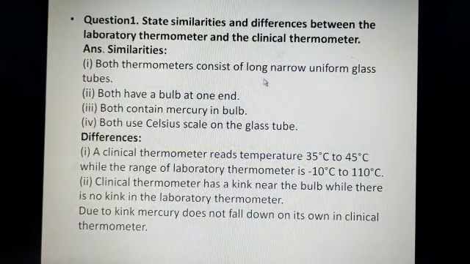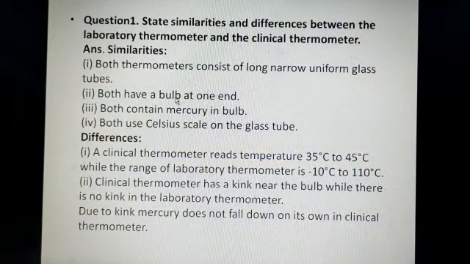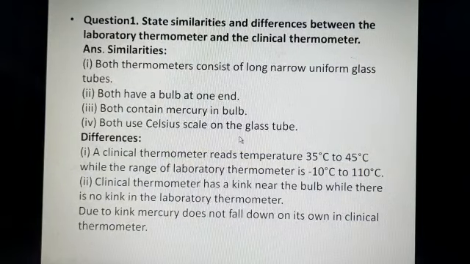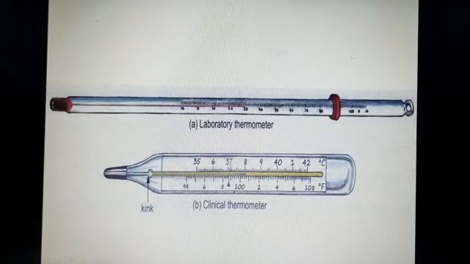Both thermometers consist of a long, narrow, uniform glass tube. Both have a bulb at one end. Both contain mercury in the bulb. Both use the Celsius scale on the glass tube. Student, in this picture you see the laboratory thermometer and the clinical thermometer. Both have a narrow glass body, and at one end a bulb is present which contains mercury.